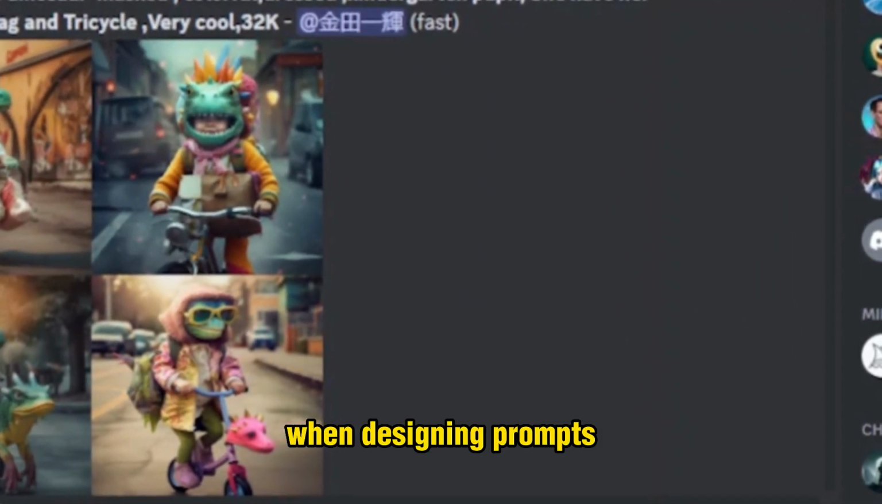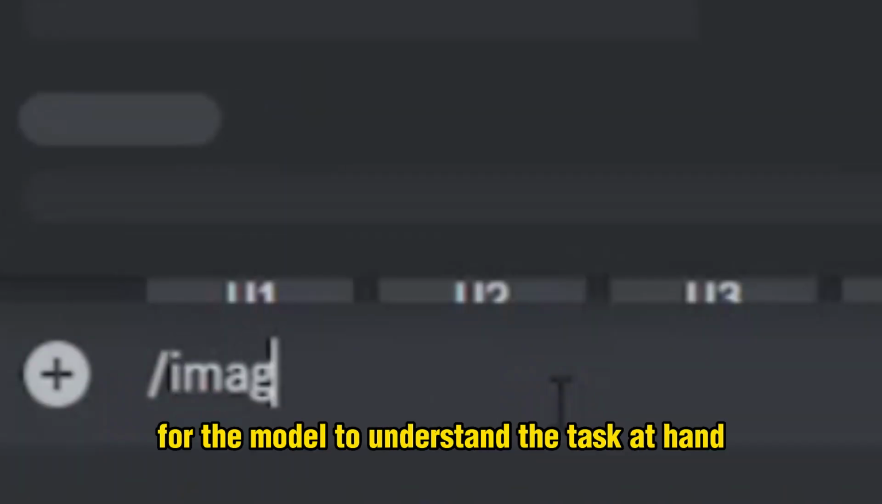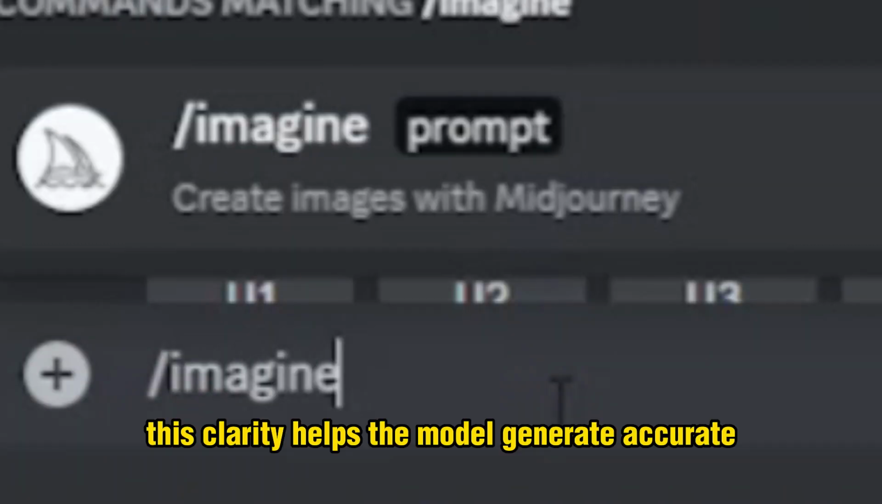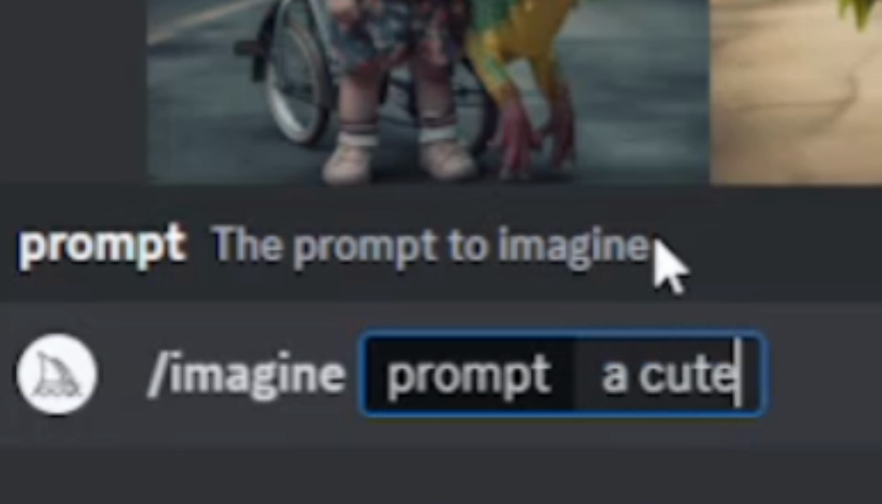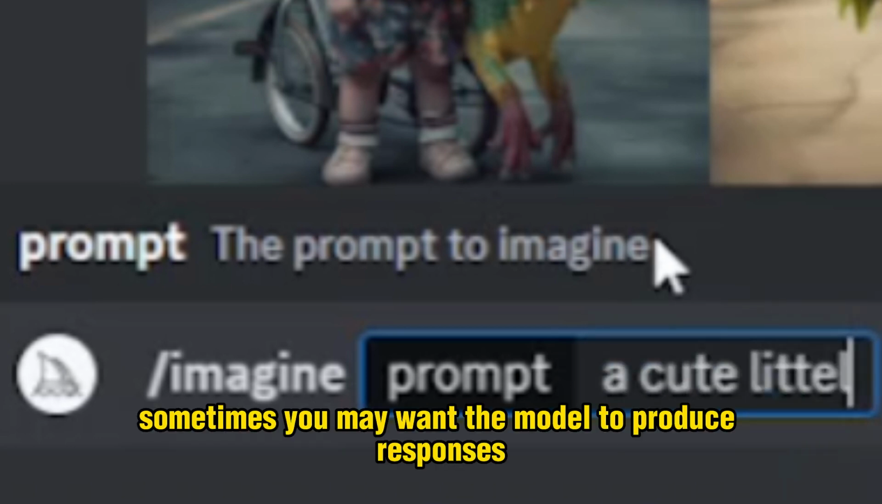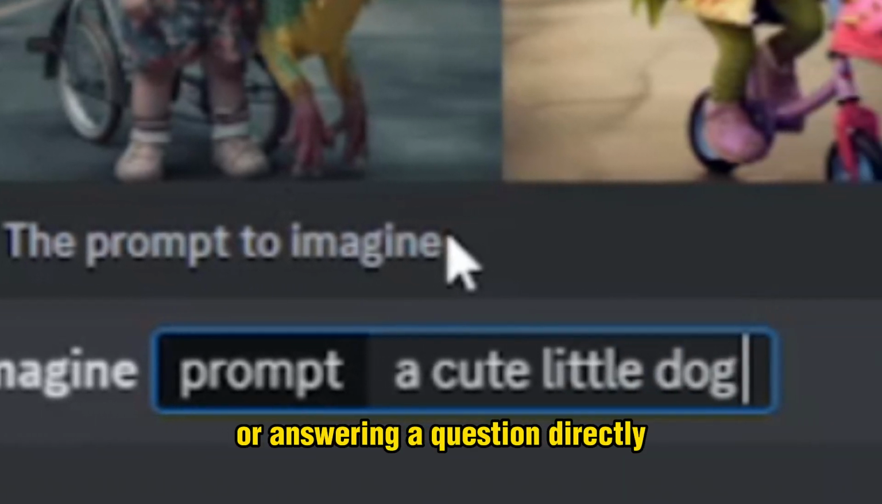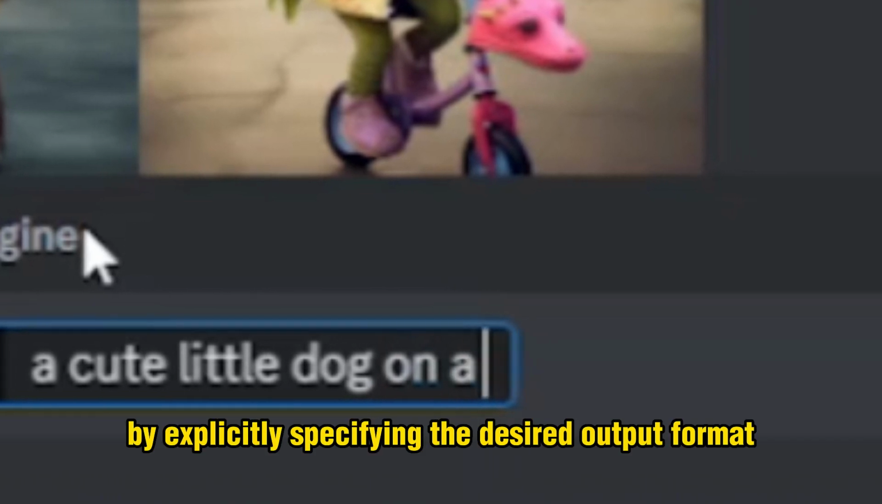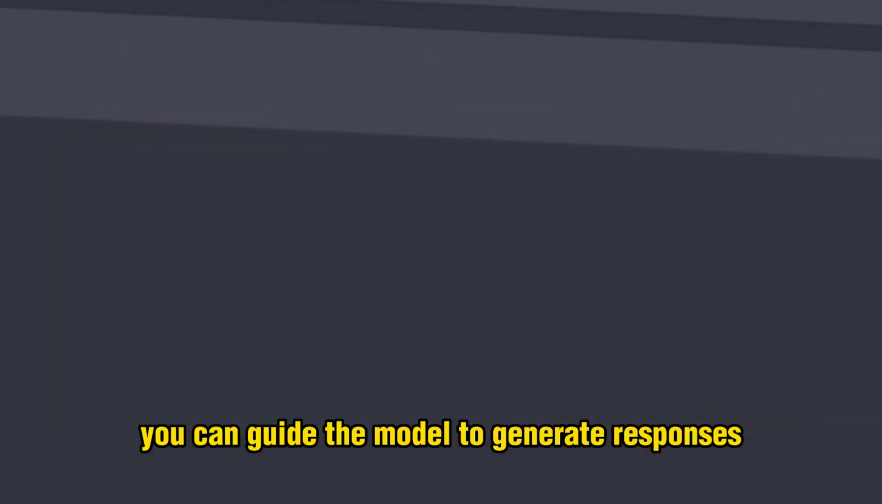When designing prompts, it's essential to be clear about the desired intent and provide enough context for the model to understand the task at hand. This clarity helps the model generate accurate responses that align with the intended outcome. Sometimes, you may want the model to produce responses in a specific format, like completing a sentence or answering a question directly. By explicitly specifying the desired output format in the prompt, you can guide the model to generate responses accordingly.